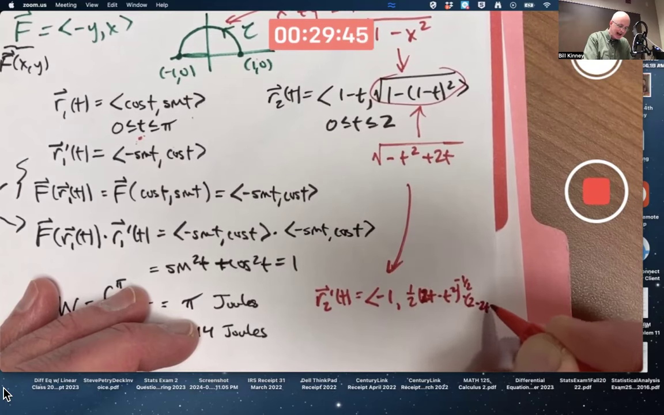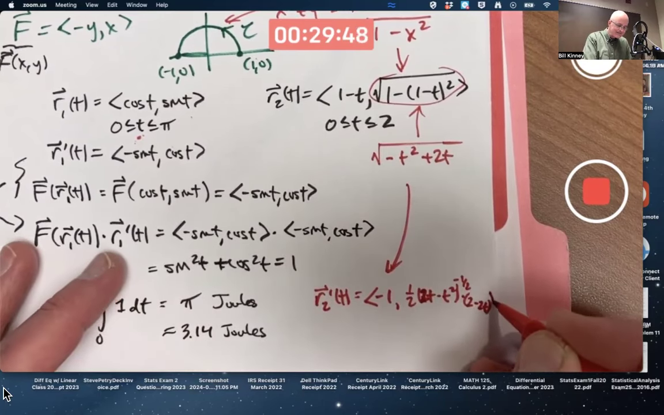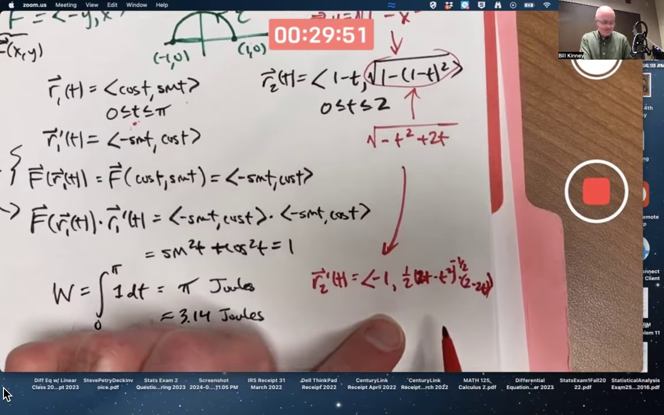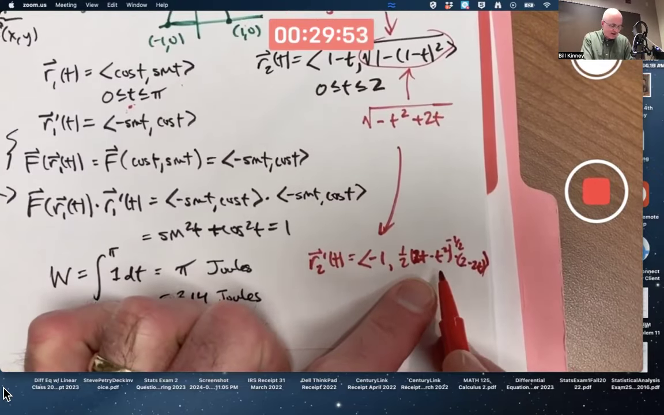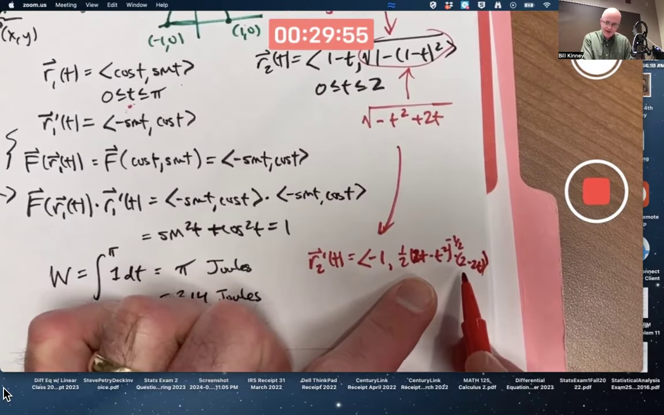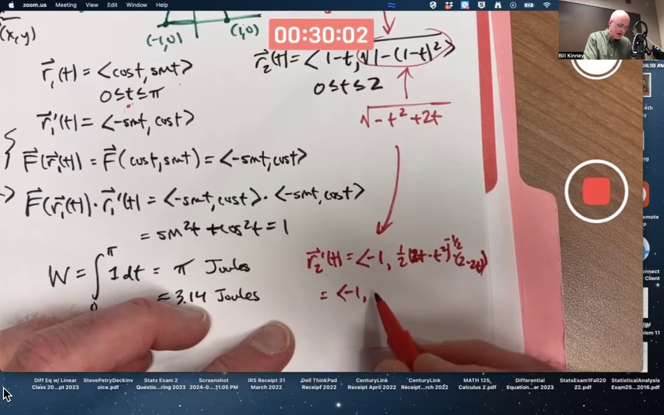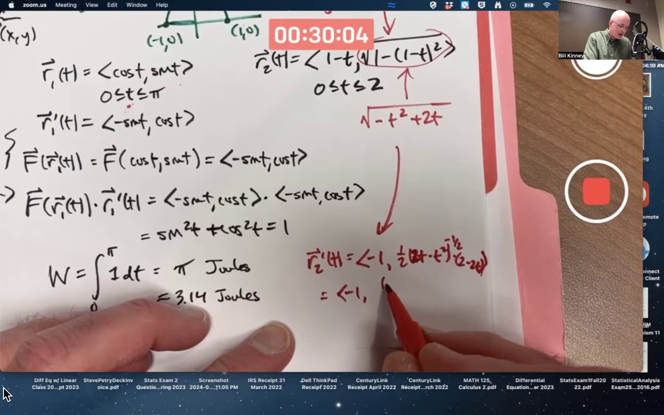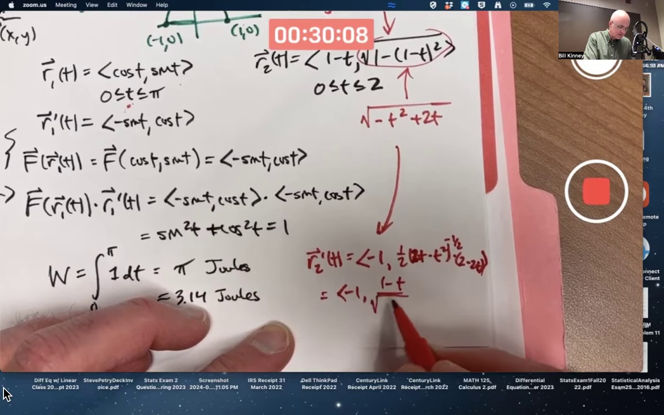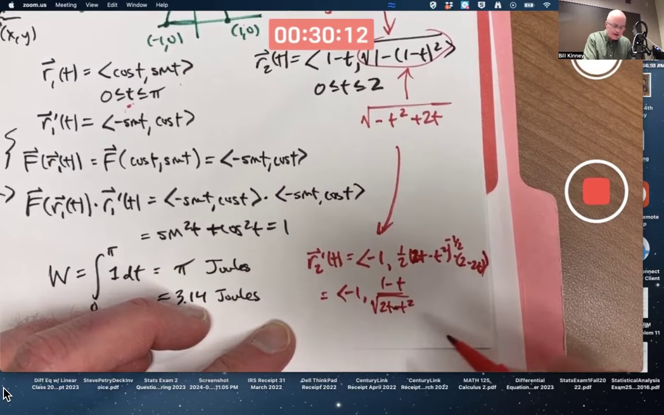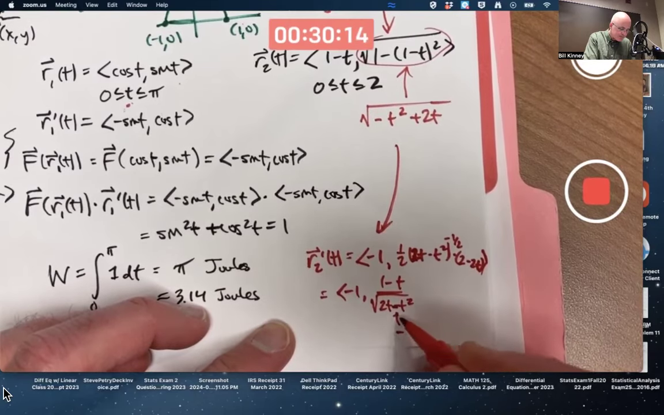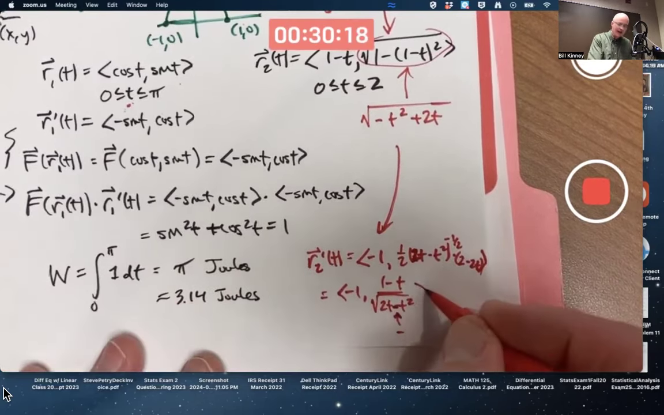I'm almost out of room. You see that okay? That's 2t minus t squared, all to the negative 1/2, and then times outside that 2 minus 2t. The 2's can cancel with the 2 there. I could ultimately write this, it looks like, as 1 minus t over square root of 2t minus t squared. Minus sign there.